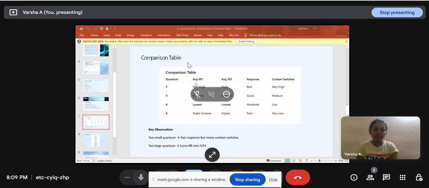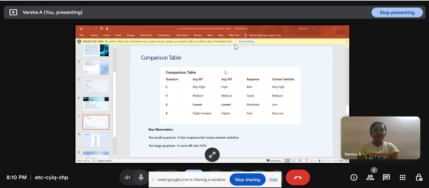Here the comparison table is shown. For quantum 2, the average waiting time and context switches are very high and average turnaround time is high, but response is best. And next, for quantum 4, average waiting time, context switches, and turnaround time are medium, and response is good. Similarly, it is compared for quantum values 6 and 8.